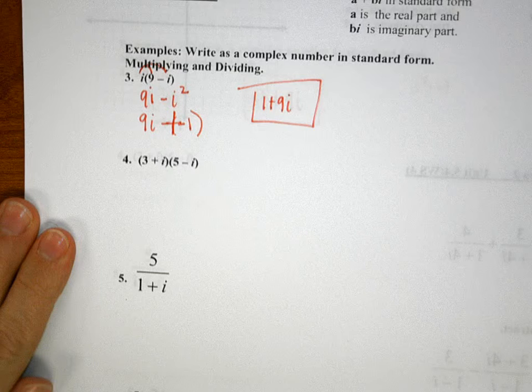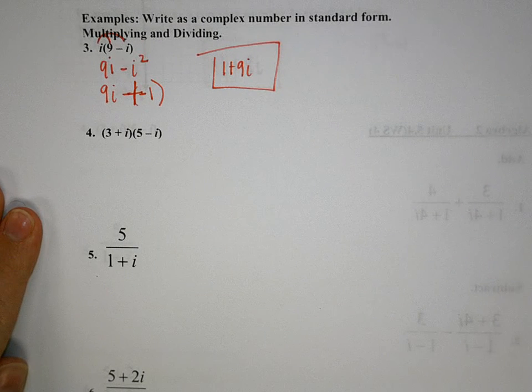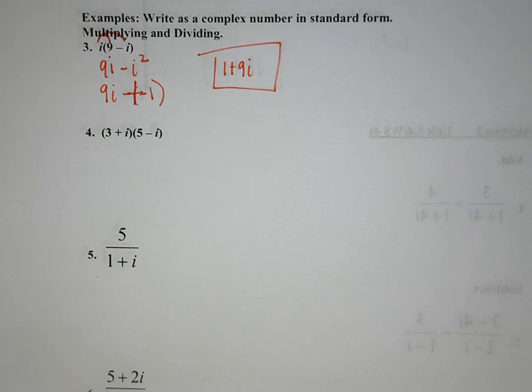Okay, what do you think we're going to need to do on example 4? Very good. You need to use FOIL or the box method. It's up to you. Do you guys want to go ahead and try that on your own? Yeah. Perfect. When you get the answer, you can show me on your whiteboard. Perfect. Yes, you would always combine like terms if you can.